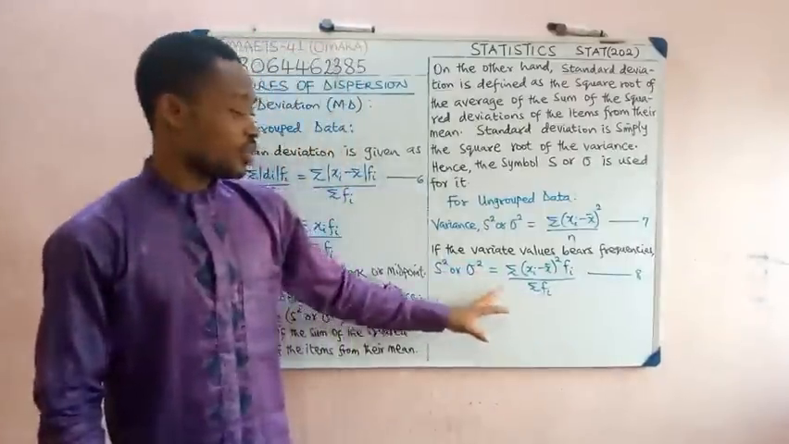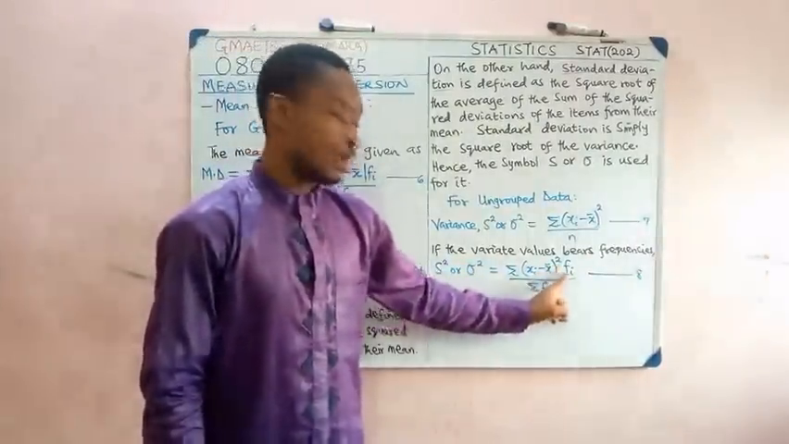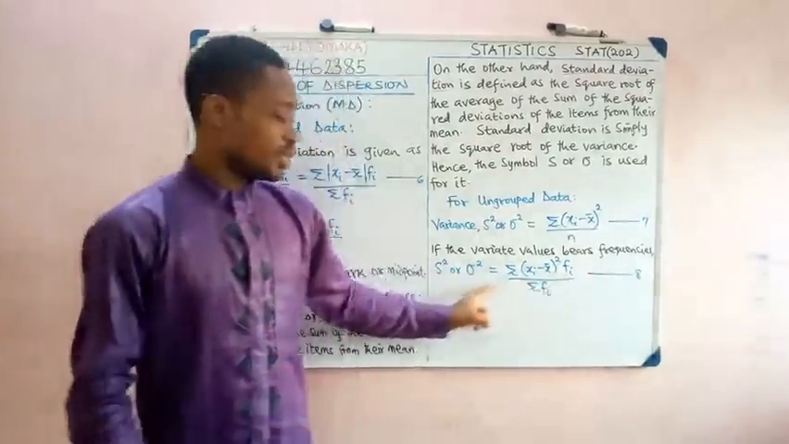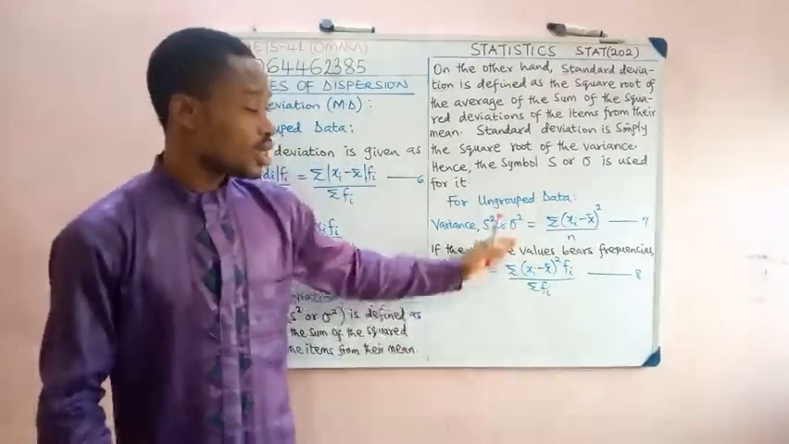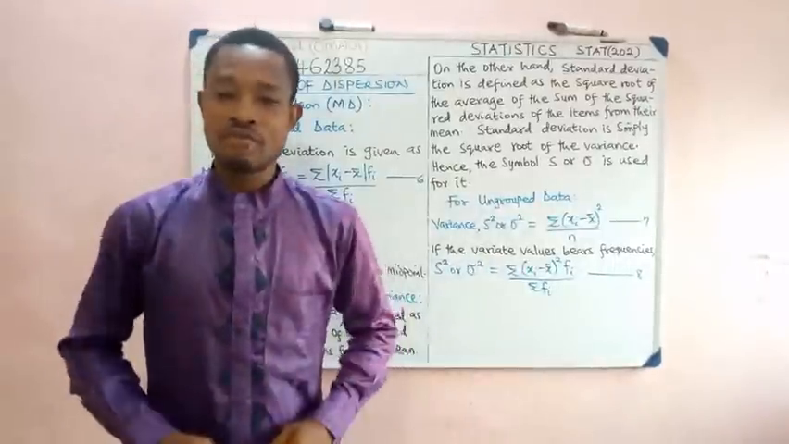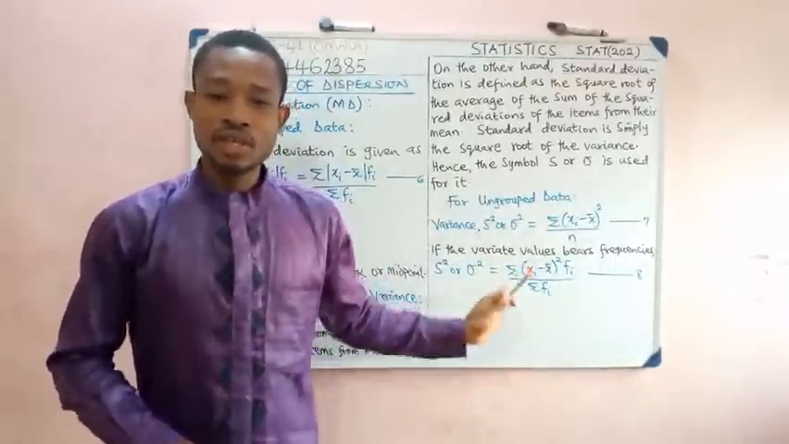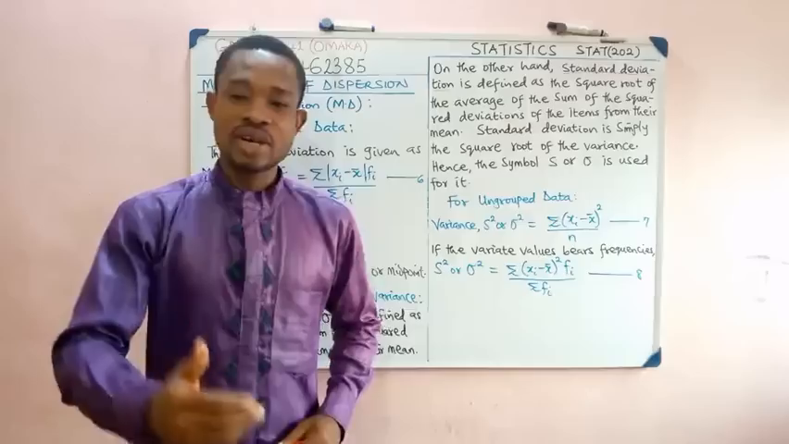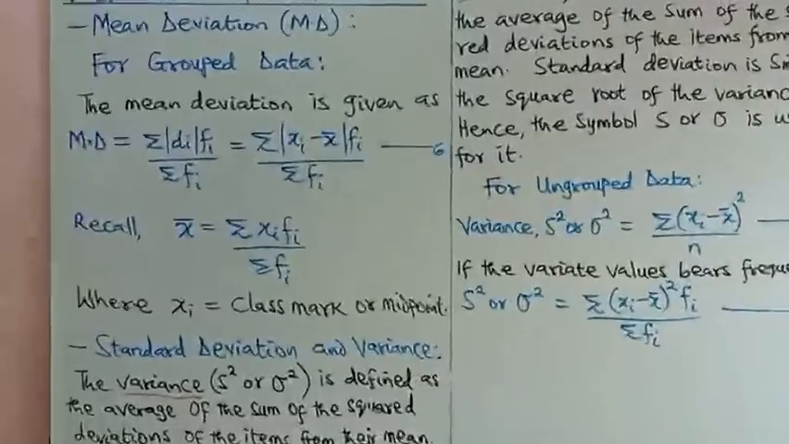The variance in that case will be the sum of the squares of the deviation, multiplied by the frequencies, divided by the sum of the frequencies. Once again, in this case, our xi represents the variate values. In the next video, we are going to look at the standard deviation for this case, and then consider the variance for grouped data and standard deviation for grouped data.